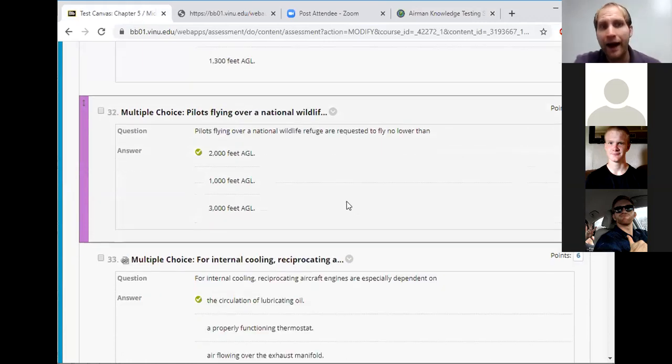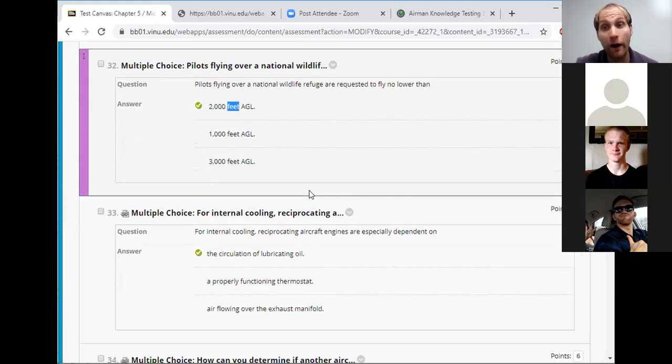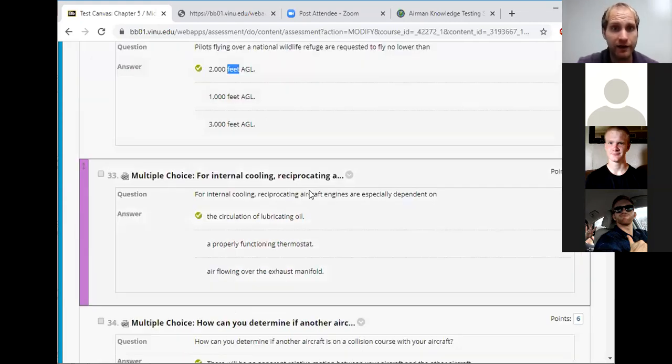Okay. Pilots that fly over a National Wildlife Refuge are requested to fly no lower than 2,000 AGL. That's a single solid blue line with blue dots on the inside. Wildlife Refuge. You are requested to fly no lower than 2,000 AGL.